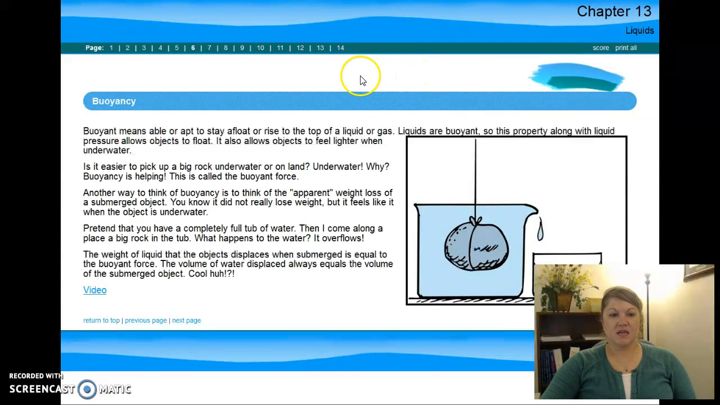Buoyancy. Buoyancy means floating or able to float. Right? Liquids and gases are called fluids, and fluids have buoyancy to them. Ever notice how something feels lighter in water? Well, that's the buoyancy helping you to lift it up. Alright? Another way you can think of buoyancy is feeling lighter in water gives an idea that the object kind of lost weight. But we know they didn't really lose it. But this apparent weight loss is related to buoyant force.